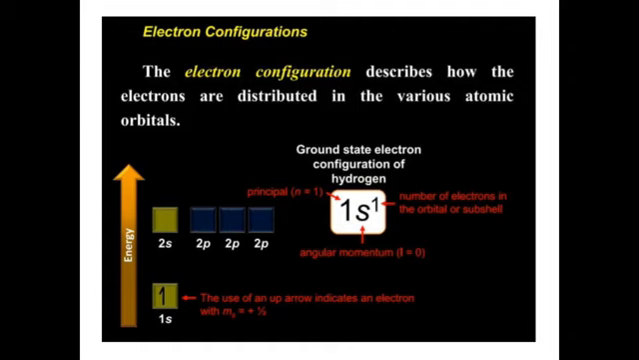That means it's in the s orbital, that's L is equal to 0. We are going to know about this very soon. It's also showing us the spin of that electron, which is plus half, because it's facing up. So this is the information that electronic configuration will provide.